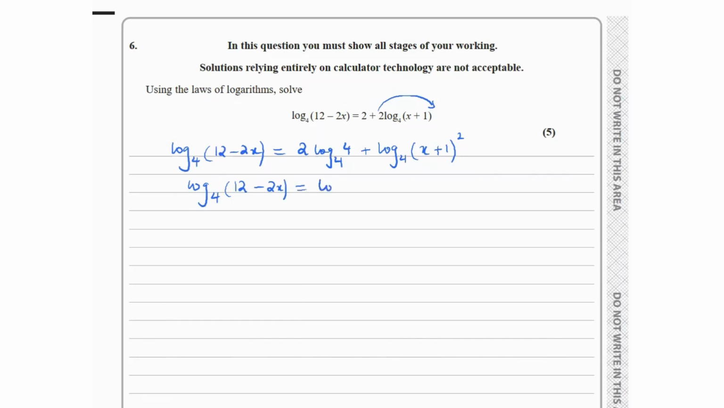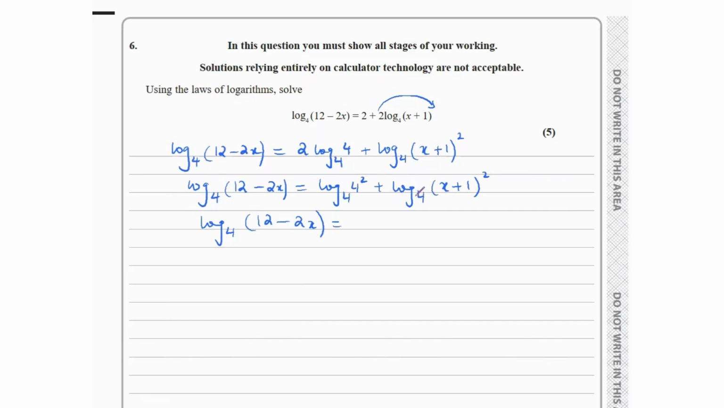2 becomes the power of 4. And as you can see now, there is no coefficient and all of the logs have the same base, which means we can start to combine these logs now. Because if the bases are not the same, we cannot combine them.